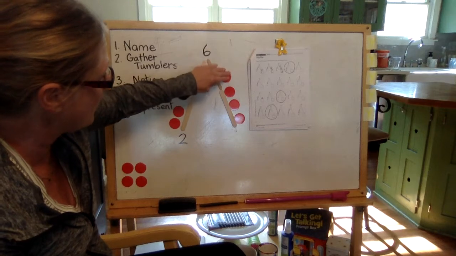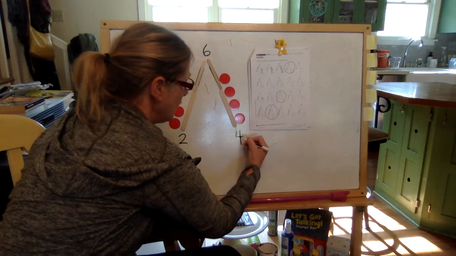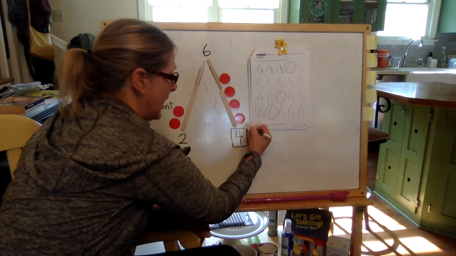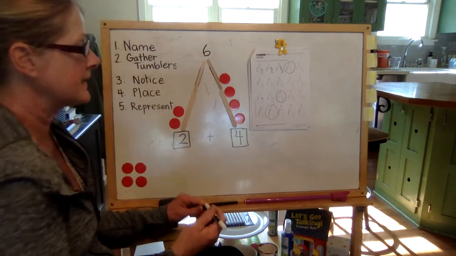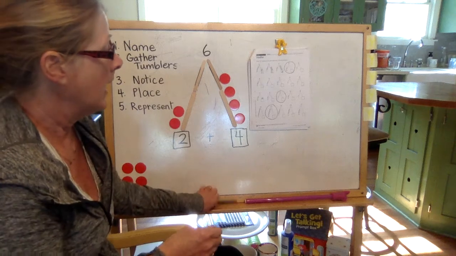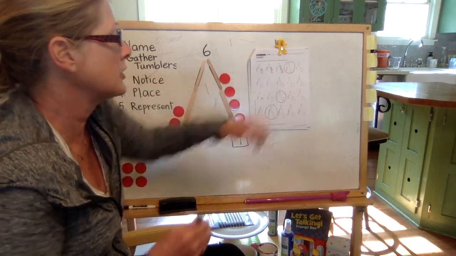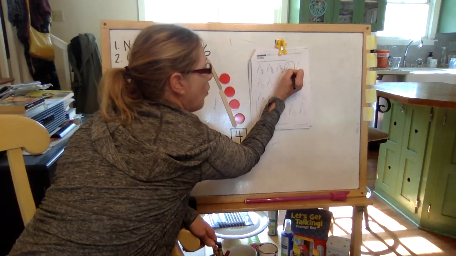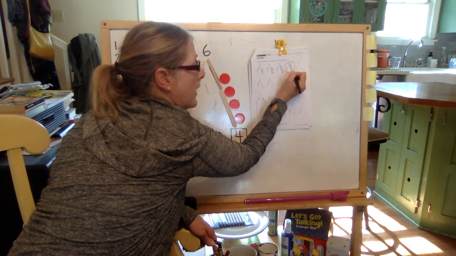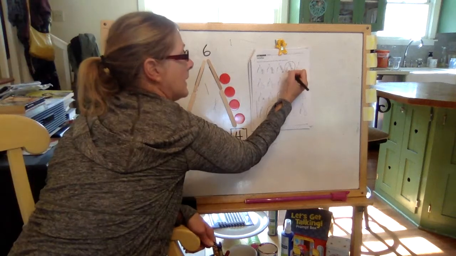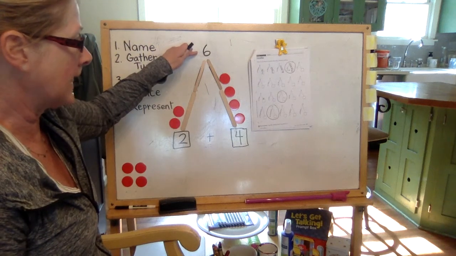And that was 4. So I'm going to use my marker. The missing group or the missing addend is 4. 2 plus 4 equals 6. Now, the directions tell me that I must draw the tiny tumblers and write the partners. 1, 2, 3, 4. 2 and 4 are partners of 6. I can add the plus sign. 2 plus 4 equals 6.